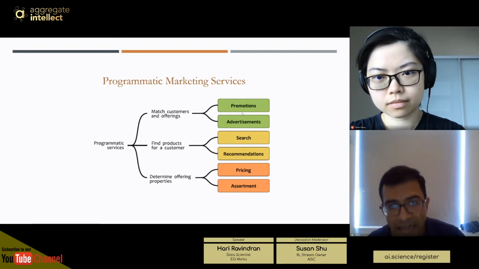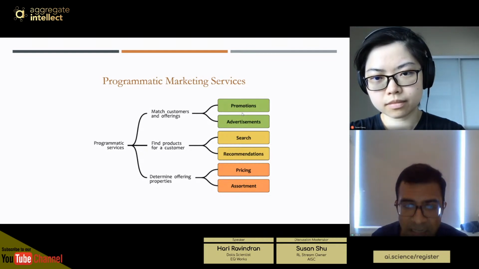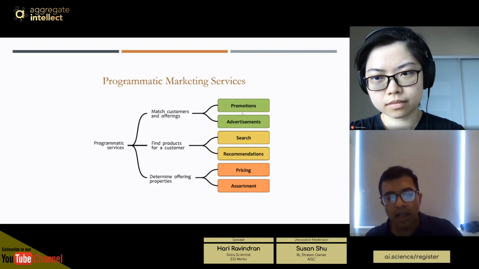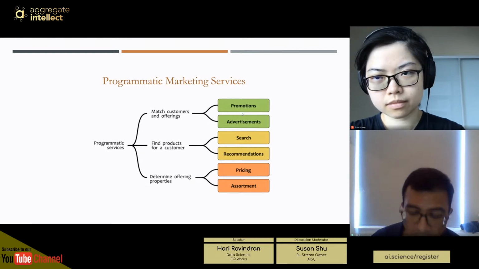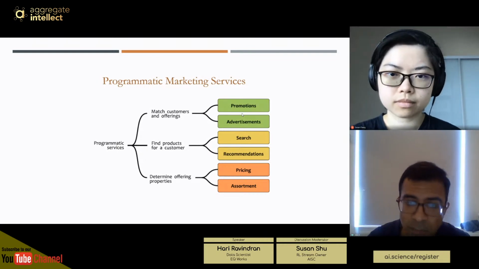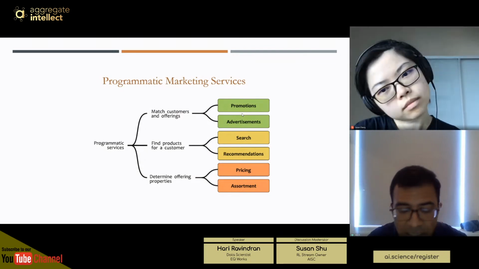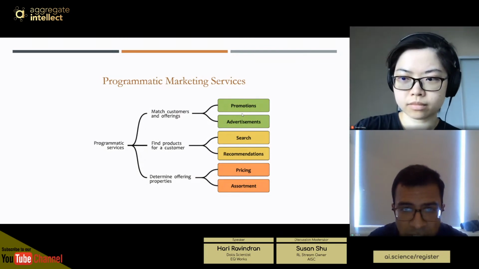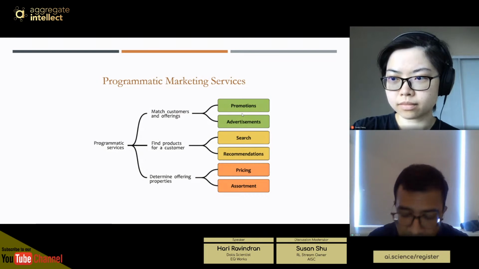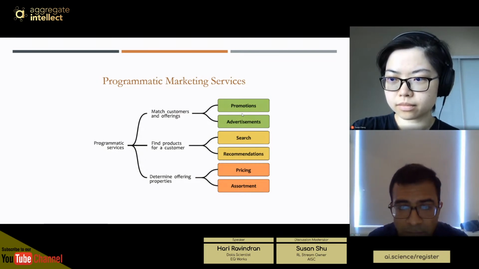Finally, the last subfield consists of pricing and assortment. Here, we're trying to optimize the set of product offerings and the set of product properties for your customers so as to maybe maximize profit. So what does this entail? Well, it entails some kind of price optimization. It might also entail some kind of demand forecasting.